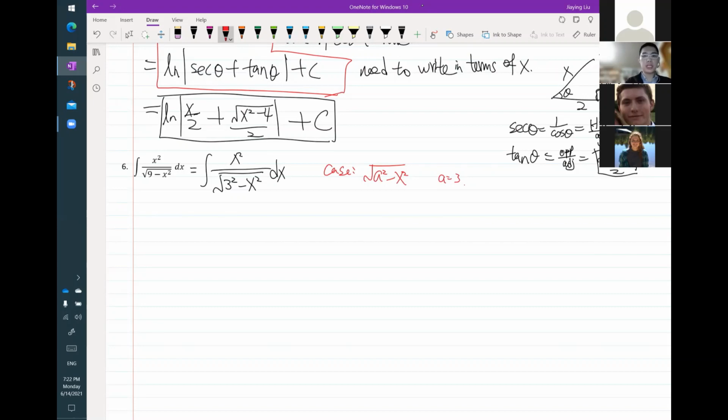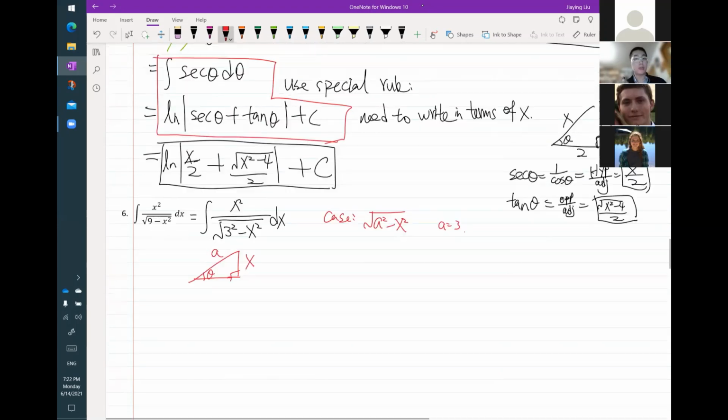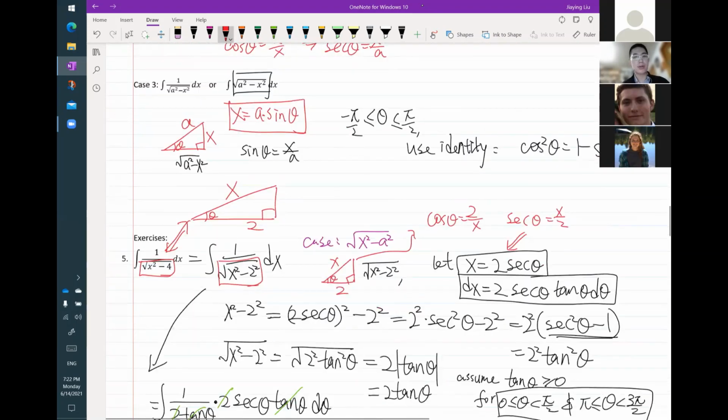And if we have this case, the triangle setup has a being the hypotenuse and x being the opposite. Just double check. I got confused too. Don't blame you.